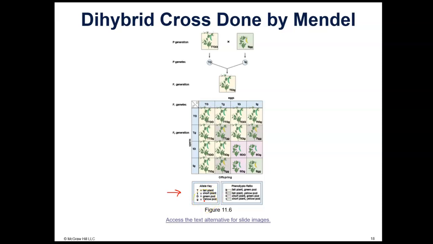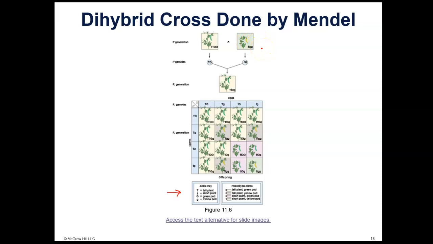And when he does that, he does it the same way. He still has a P generation. One of the parents is true breeding for the dominant version of the traits, which is tall and green, two big T's, two big G's. And then the other parent is true breeding for the recessive form of the traits, which would be two little t's for short and two little g's for yellow.